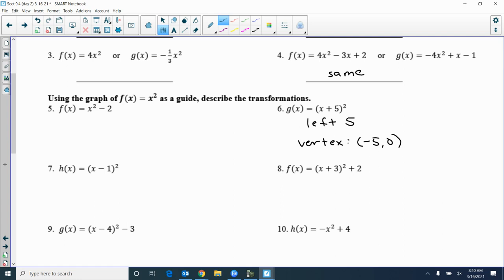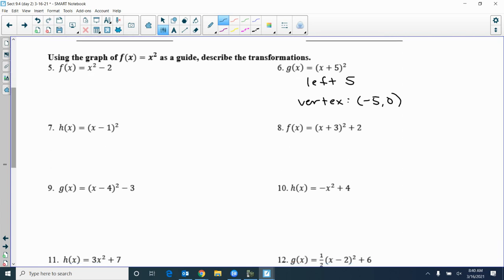All right, number 8. Grant, you know what's going on here? Which way is it moving? Left 3 and up 2. All right, left 3. Good. And then up 2. And then that means our vertex, what would you say the vertex would be, Grant? Negative 3, 2. Good. Negative 3, 2. That would be correct.